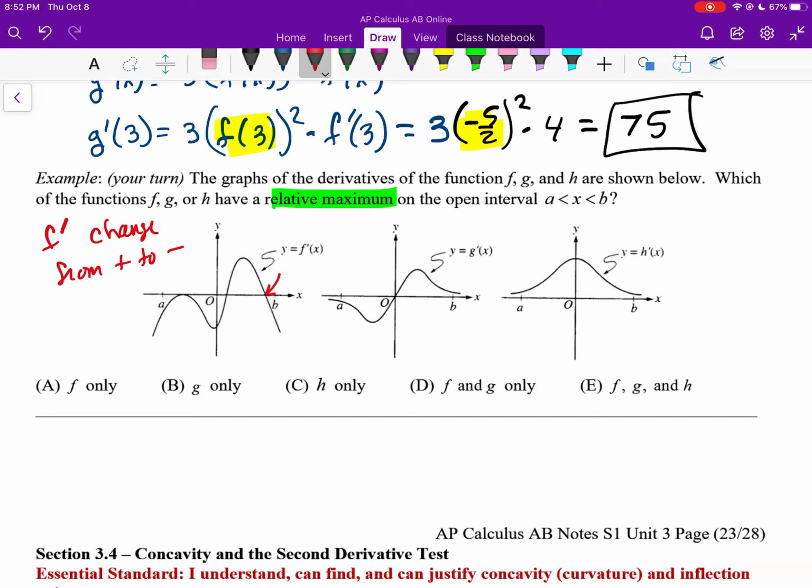The next two graphs, that never happened. It changes over here from negative to positive, but that's not what we're looking for. We're looking for a maximum. And then the other one over here, the derivative is always positive. We don't have any changes. And so we're going to get F only. Hope our lesson made sense, and I will see you guys next class period.